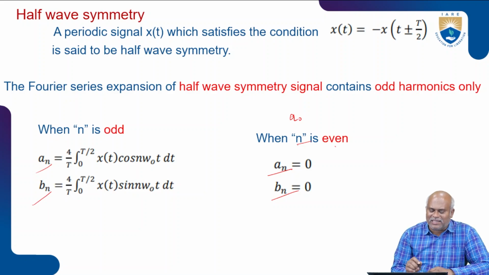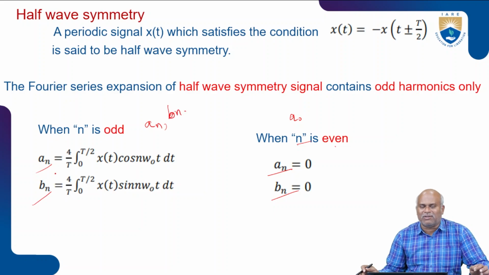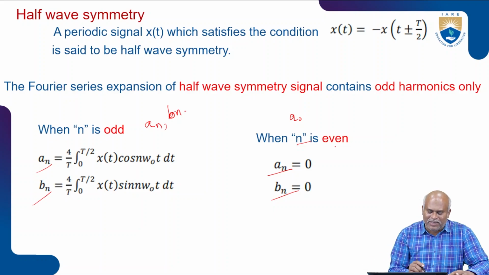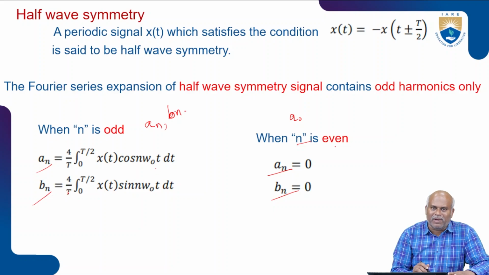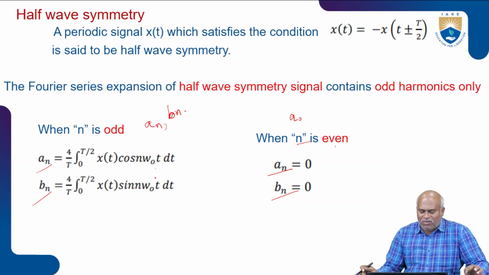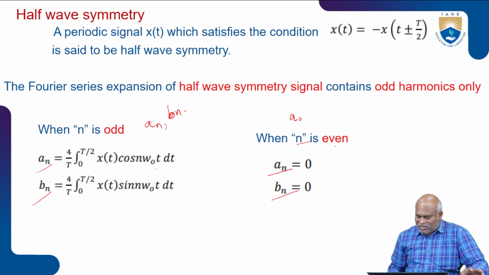If the signal is odd, we get all harmonics, a of n as well as b of n. A of n is equal to 1 by T into 4 integration of 0 to T by 2 x of t cos n omega 0 t dt. So b of n is equal to 4 by T integration of 0 to T by 2 x of t sin n omega 0 t dt, I should write.